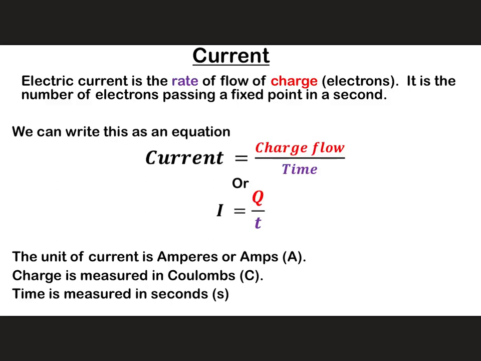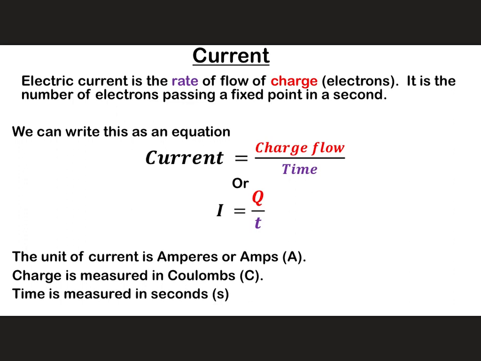In this video, we're going to review some of our knowledge about electricity by looking at electrical current. Electrical current is the rate of flow of charge. In most electrical circuits, the charge carriers are the electrons, so we can often refer to electrical current as the number of electrons passing a fixed point in a second.